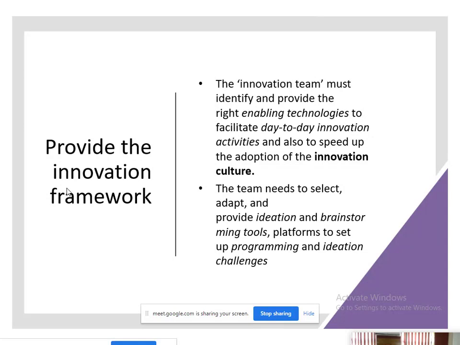Then next, the team needs to select, adopt, and provide ideation and brainstorming tools and platforms to set up programming and ideation challenges. Okay, these ideation and brainstorming tools will be discussed in the later part of these slides, and you will get to know more on this part. So the team must have some ideation, and these tools will be there so that your framework can be implemented nicely and can cope with the current scenarios.